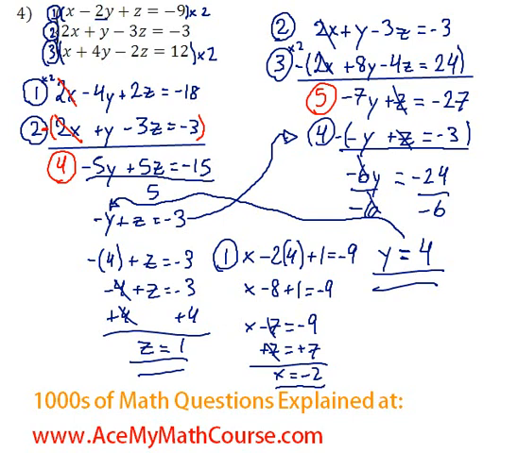Excellent. So our answer is, that was unintended, the little line there. The answer is negative 2, which is x, comma y, which is 4, comma z, which is 1. Final answer.